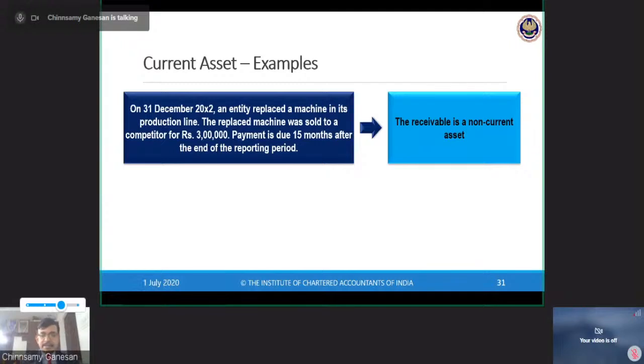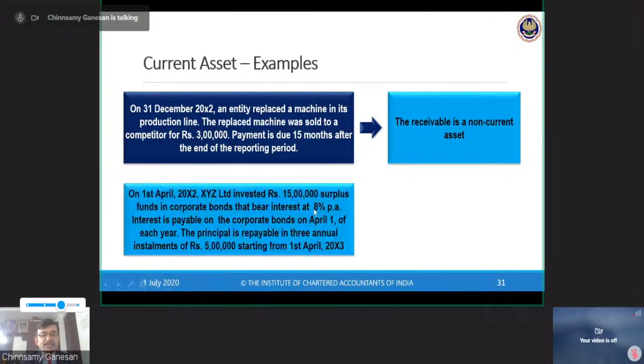Clear now? Anything which is given in the example or anything which is tested for you in your examination, you can simply use this flowchart and you can find your answers. And next, one more example I am trying to take.